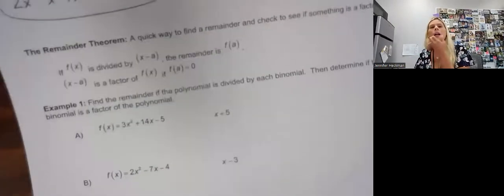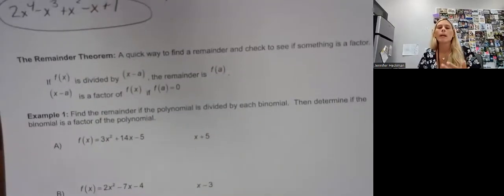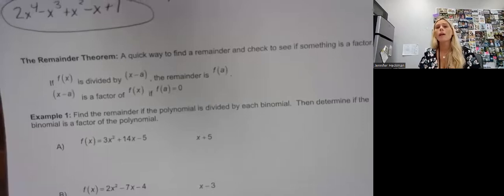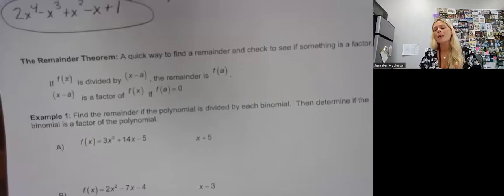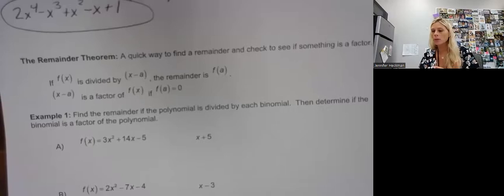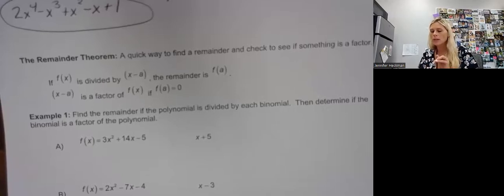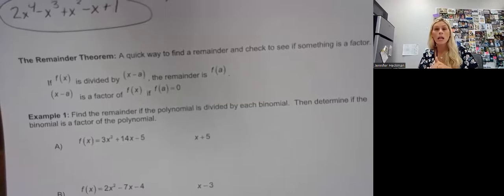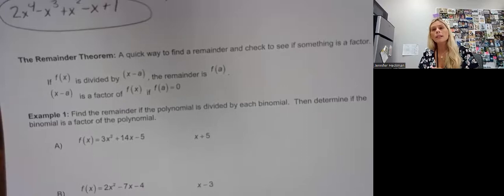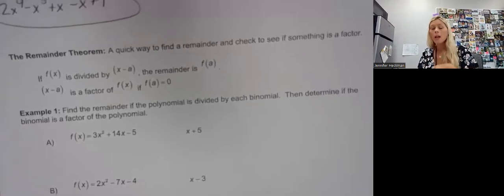Okay. Another thing that's awesome is the remainder theorem. If you just want to know if something is a factor of the polynomial, you can use the remainder theorem to allow you to know if it's a factor or not. You do this by evaluating on what makes the binomial 0. Let me repeat that in terms of our example.